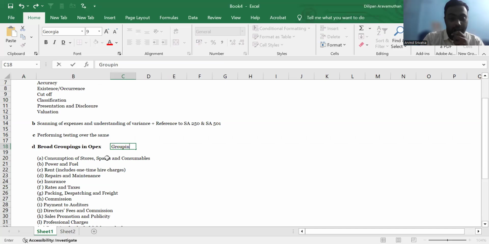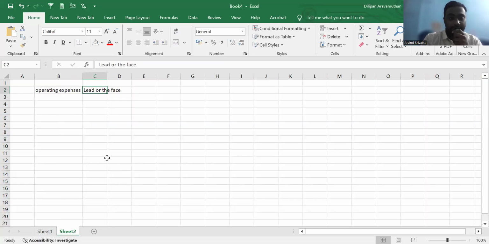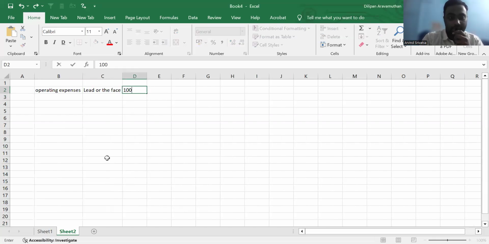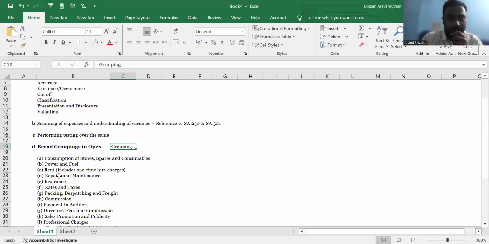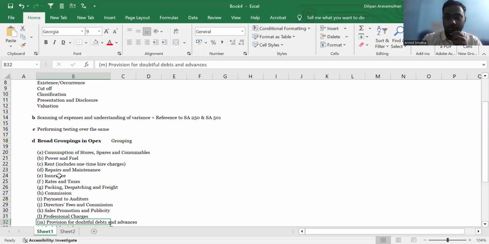Now you will be having a question. Let us say the total of operating expenses is 100. This 100 will be derived from the total of consumption, power and fuel, rent, repairs and maintenance, insurance, etc. But how do we know what has to go into consumption, what has to go into power and fuel, what has to go into rent? How does a management designate this? How does a management maintain control over this?